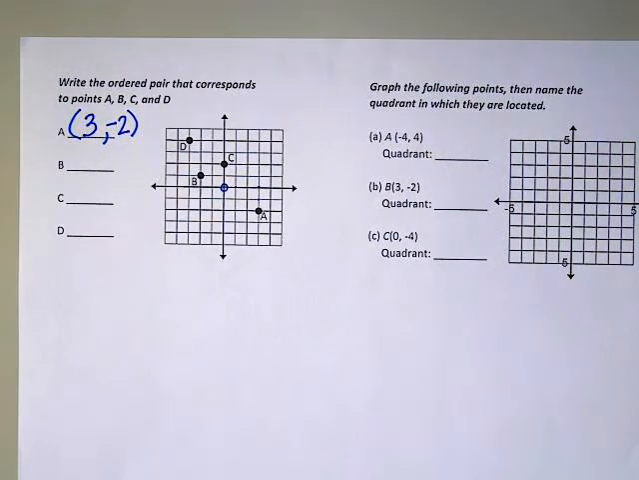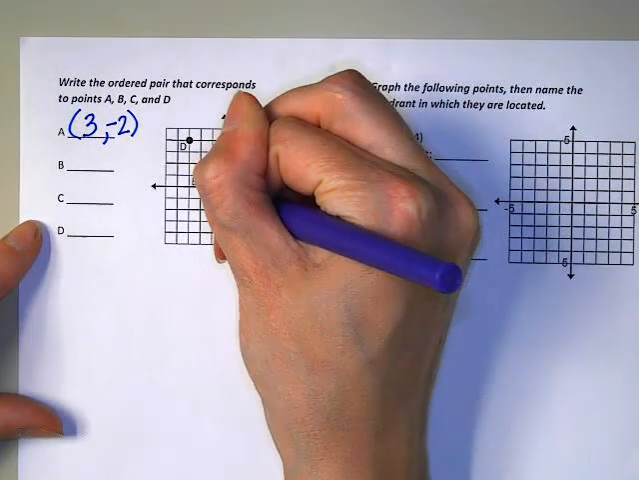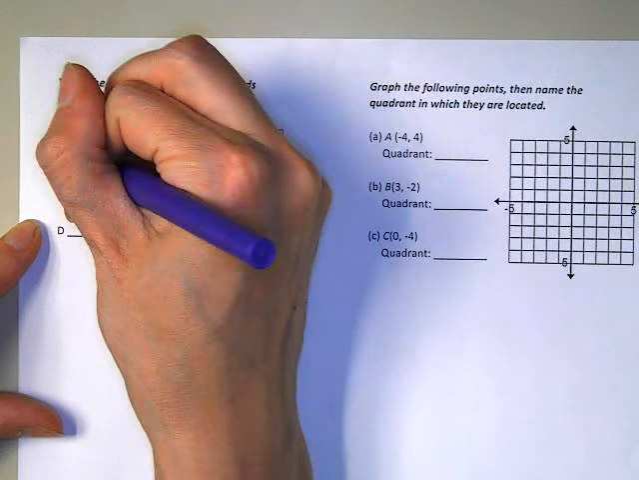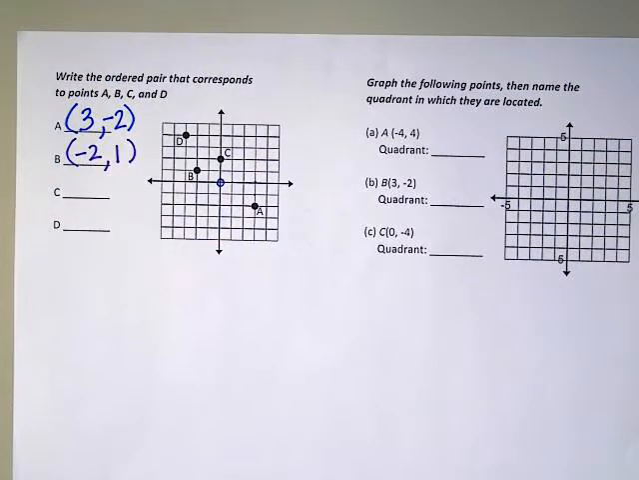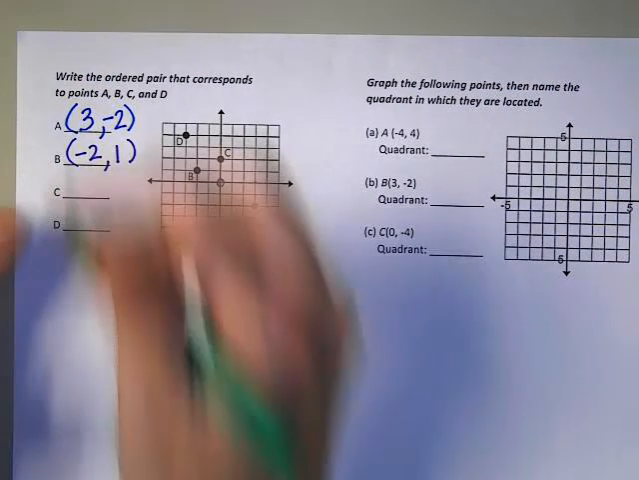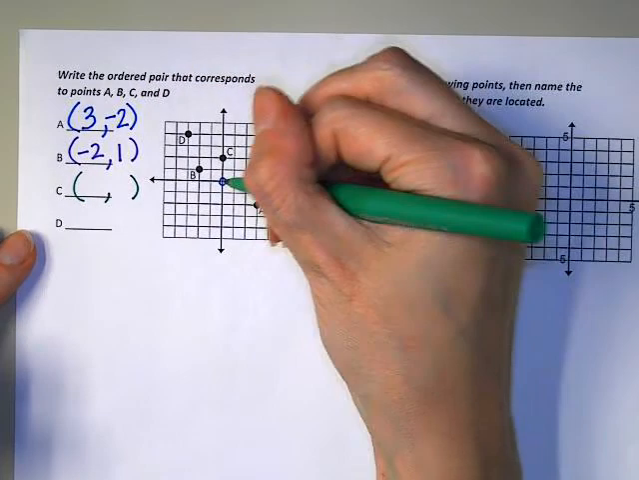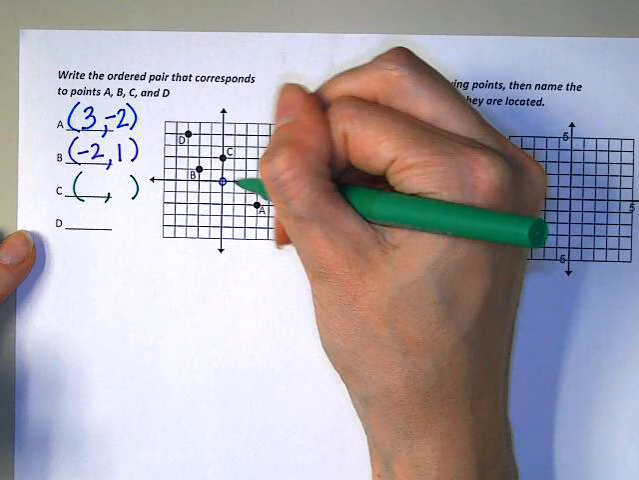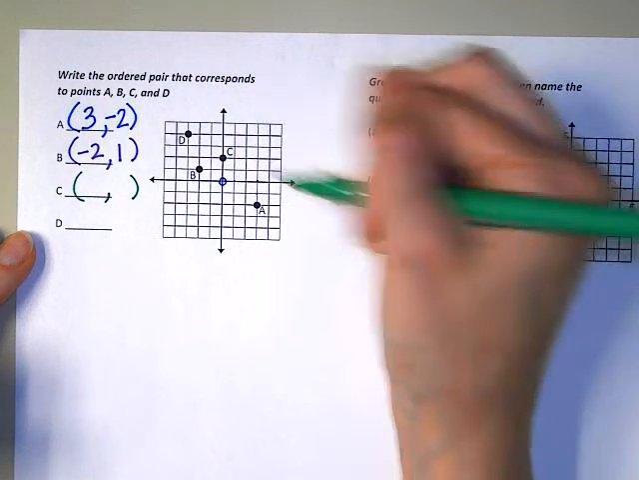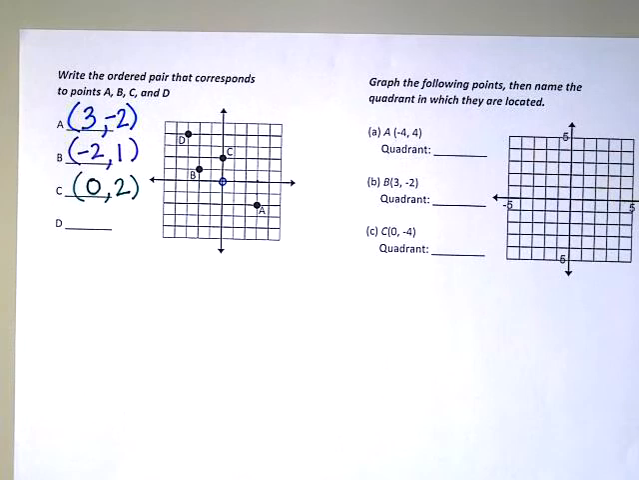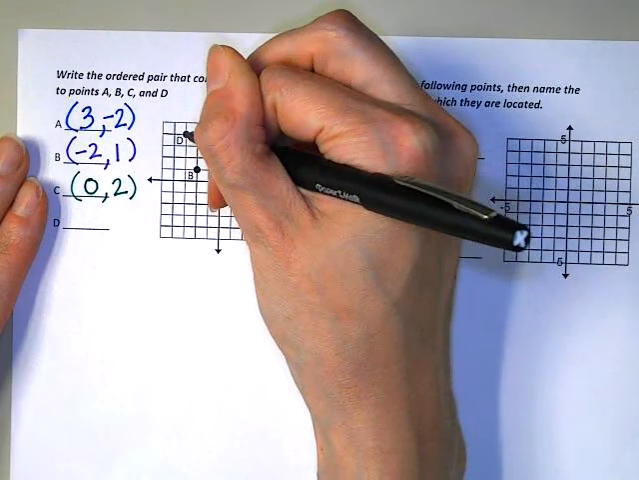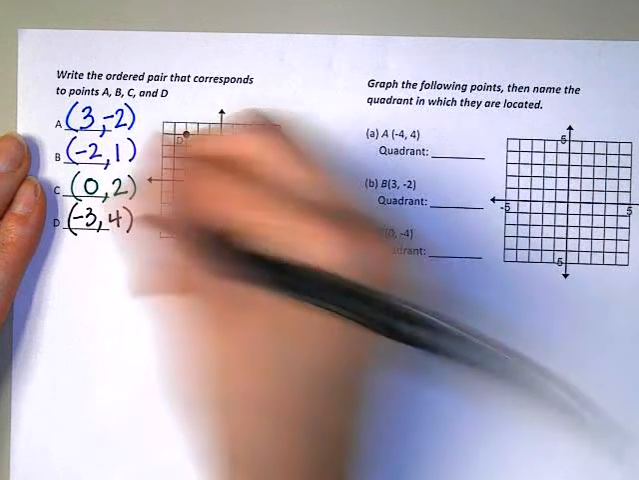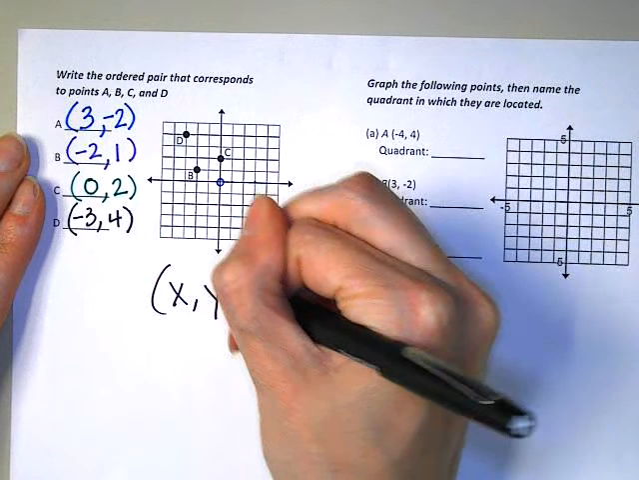All right, let's try B. Now, to get from the center to B, we're going left 2, up 1. So left 2 would be -2, and up 1 would be +1. All right, let's go to C. Now, to go from the origin to C, we're not going left or right at all. So 0, and then we're going up 2. So 0, +2. And then D, to get to D from the center, left 3, up 1, 2, 3, 4. So -3, 4. Just make sure you guys always remember go x first, y second.